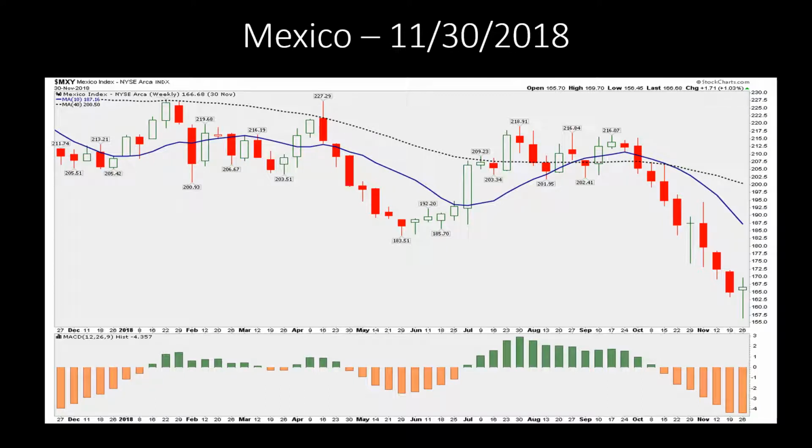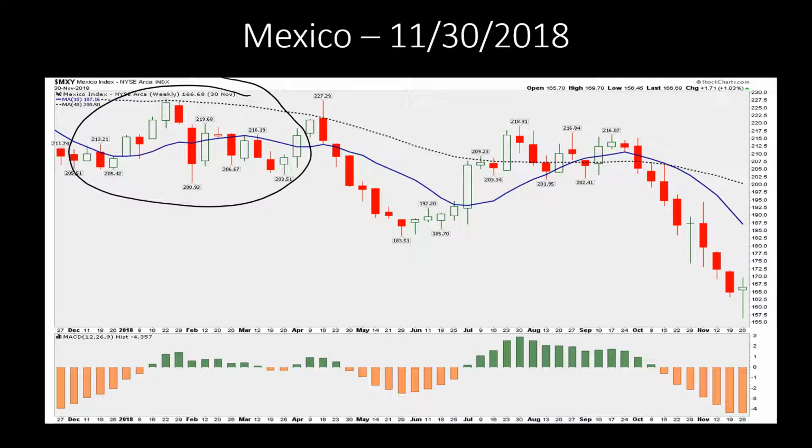Now, what about our neighbors to the south? The NYSE ARCA Mexico Index has not been healthy all year. The 40-week line started the year above both price and the 10-week line, which is not good for the market. Again, one would prefer the quicker moving average above the slower one for an uptrending market.